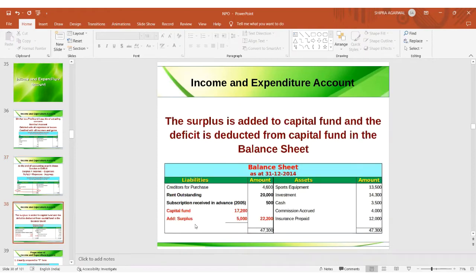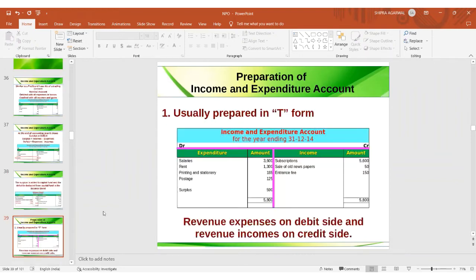Then finally, we prepare the balance sheet. The balance sheet is prepared in a similar manner to how we prepare it for commercial organizations, with the only difference that for commercial organizations we write capital, but in the case of NPOs, we write capital fund, right? And to this we add the surplus. We do not write profit, we write surplus. And if it is a deficit, then we have to subtract it from the capital.